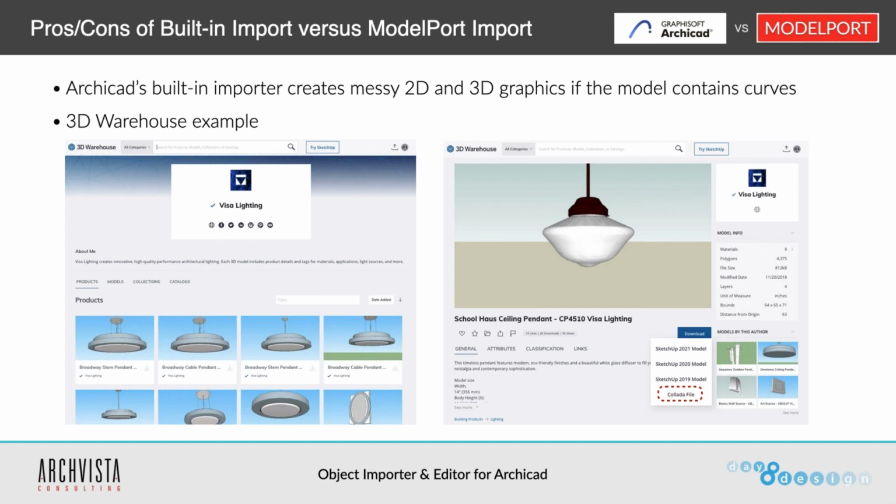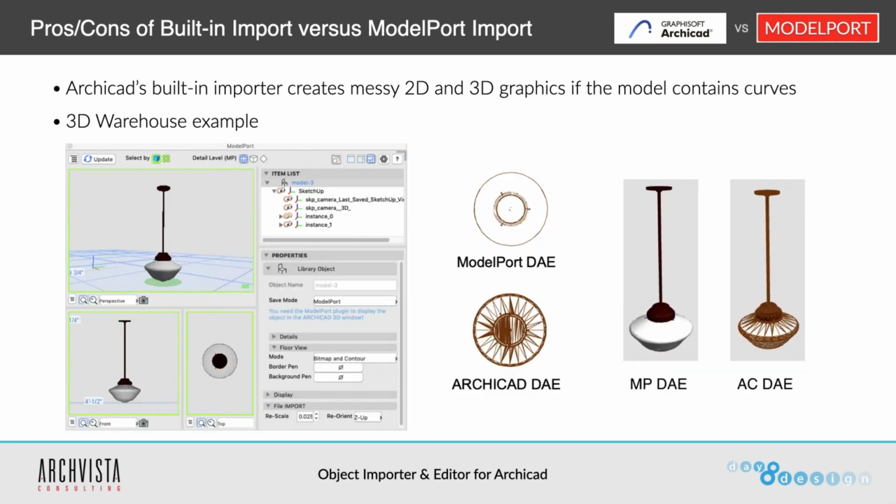Okay, so what happens oftentimes when we're importing through Archicad, let's say in that DAE format or SketchUp SKP format, is that those objects we're importing contain curved elements. This is a good example, the ceiling pendant we were just reviewing. If it contains those curved forms, it oftentimes ends up as messy 2D and 3D elements.